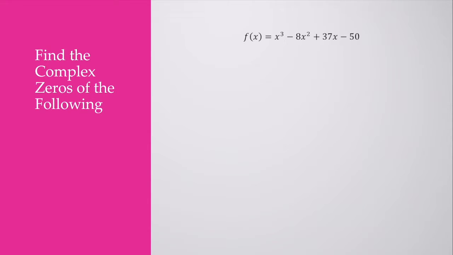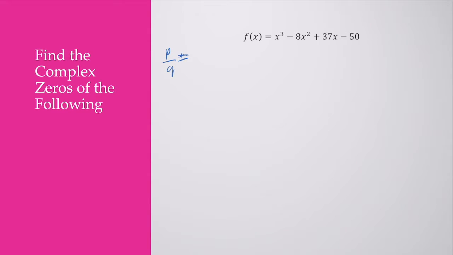Next, I have f of x is x cubed minus 8x squared plus 37x minus 50. So first, when we're finding all the complex zeros, what we want to do is we need to first find all of the rational zeros. So let's make a list of the possible rational zeros.